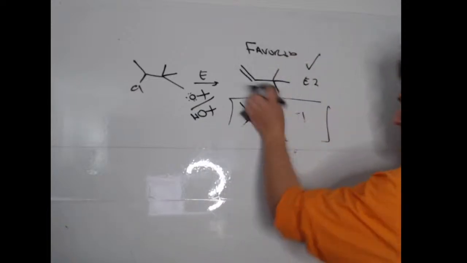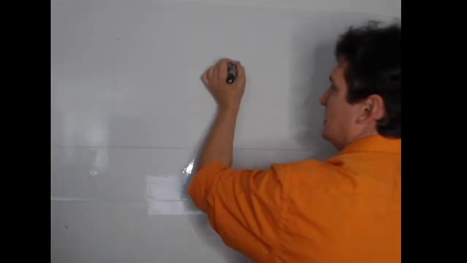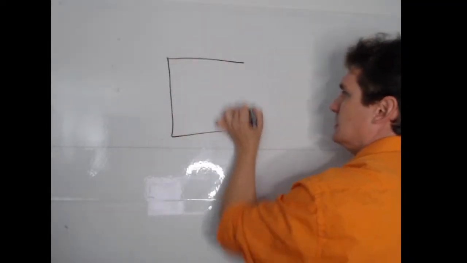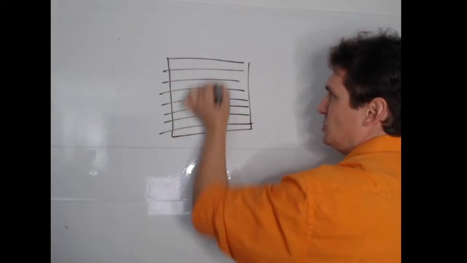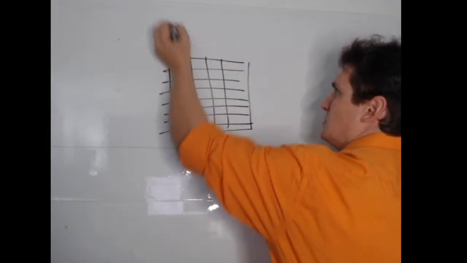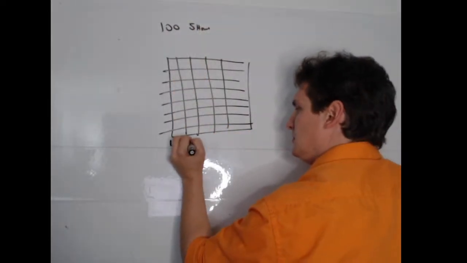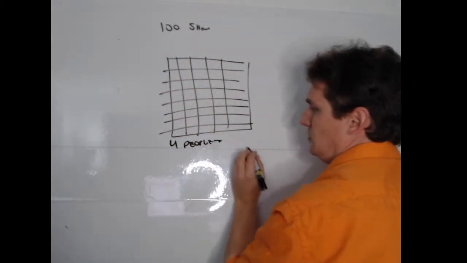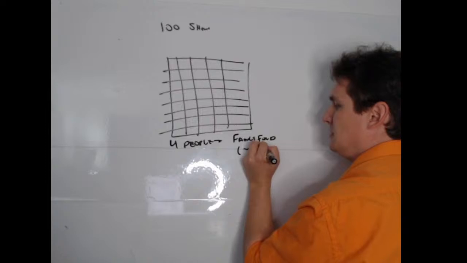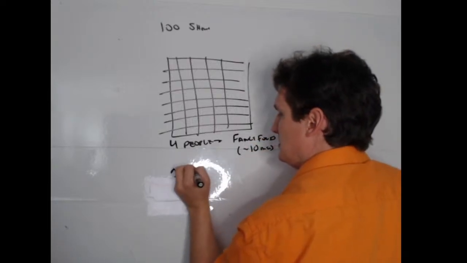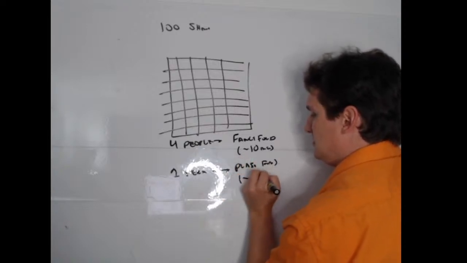One other way to look at it: let's say we had a pile of shirts. So we had 100 shirts, and we have 4 people who do a fancy fold, but it takes 10 minutes to fold. Whereas we have one person doing a plain fold, and it takes them 1 minute.